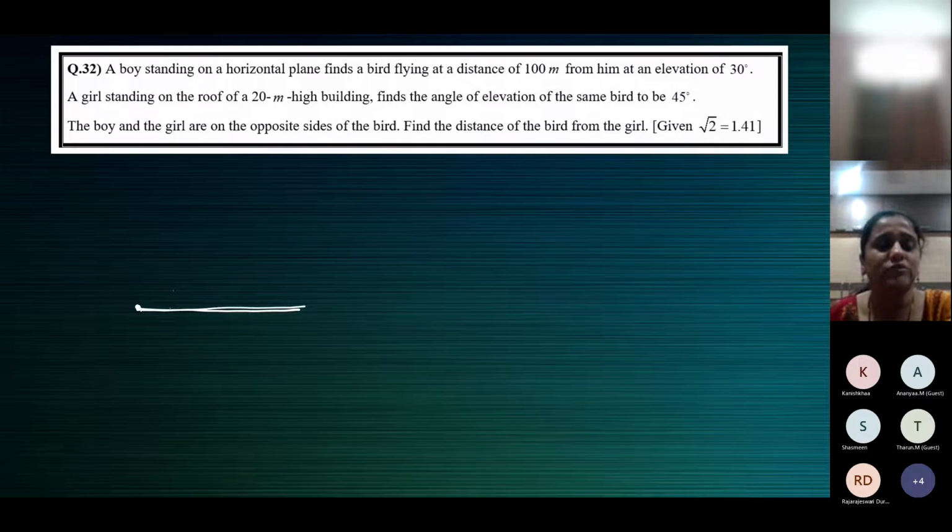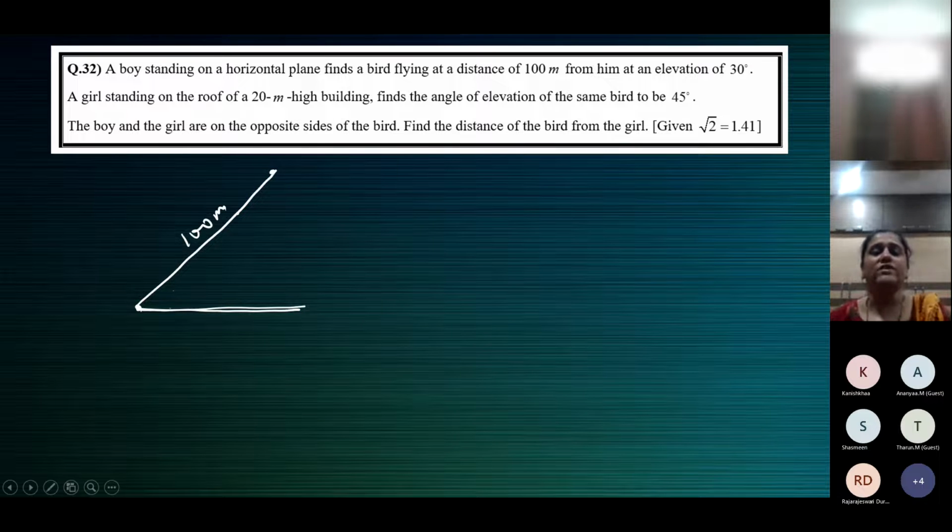Say this is the position of the observer, the boy. He finds a bird flying at a distance of 100 meters from him. So say this is the bird in the sky. The distance between the boy and the bird is 100 meters. In maths, when we say distance, it's always the straight line connecting the 2 points. One end is the bird, the other end is the boy. The line segment connecting these 2 points is the distance between the boy and the bird.